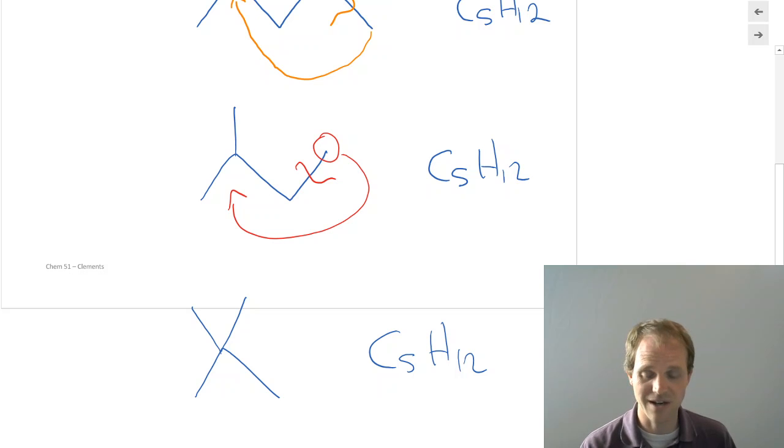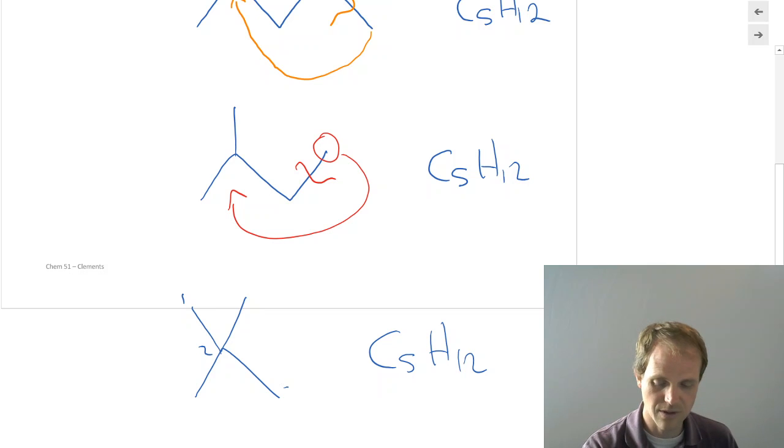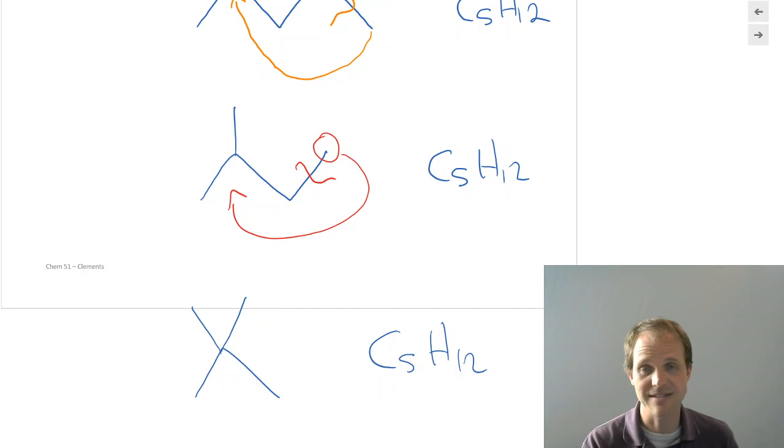However, the longest chain I can make here is 1, 2, 3 carbons, no matter what I do, right? I can't do a path where I can do more than 3 carbons. And so this one is actually 2,2-dimethyl propane. And it's a very different molecule than our original pentane, even though it's got the exact same chemical formula.